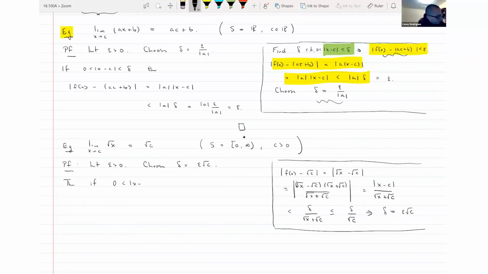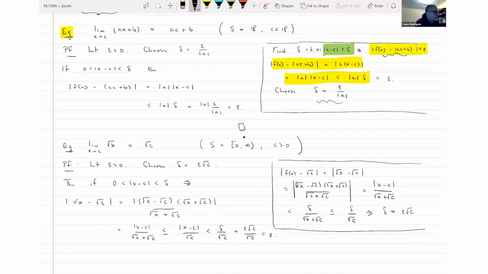Then if the absolute value of x minus c is less than delta, f of x minus square root of c, and I'm not going to write f of x, I'm going to write just square root of x, is equal to basically what we did over here in the box, which is the absolute value of x minus c over square root of x plus square root of c, which is less than or equal to, if I take away the square root of x on the bottom like we did before, which is less than delta over square root of c, which equals epsilon square root of c over square root of c, which equals epsilon. So this delta works.